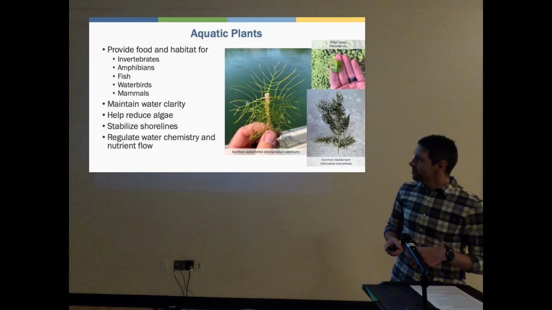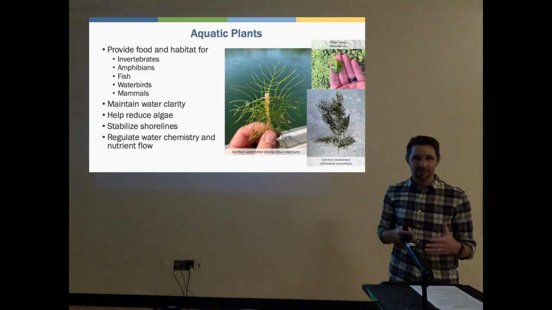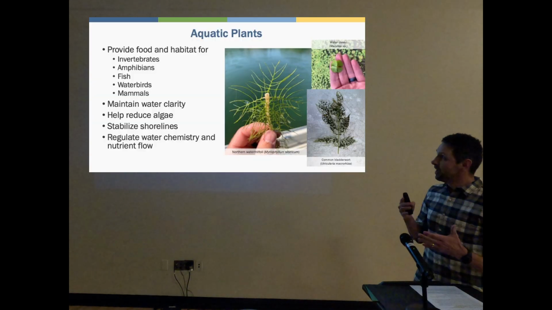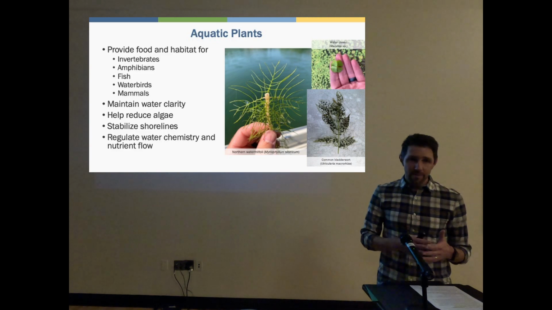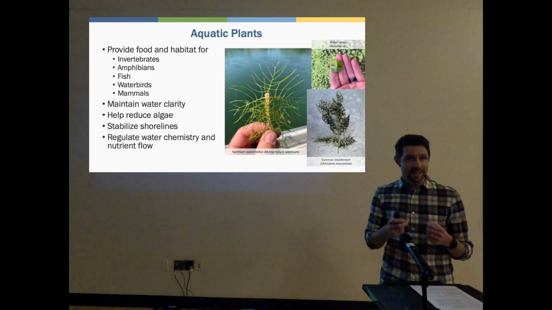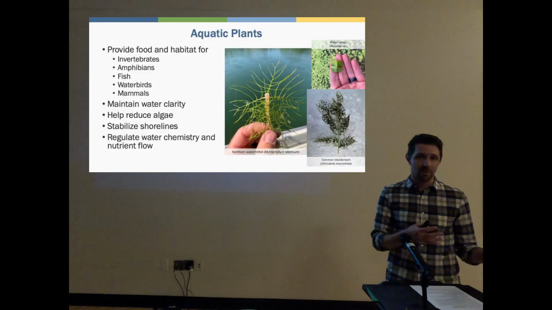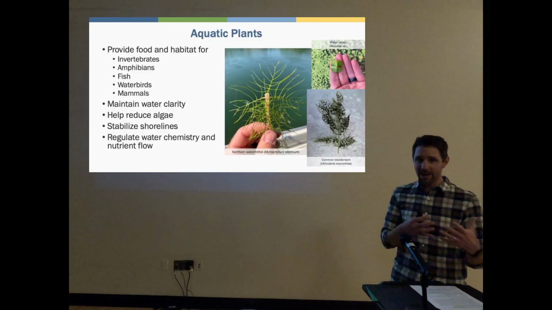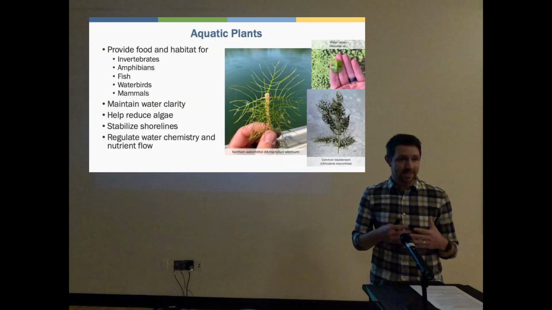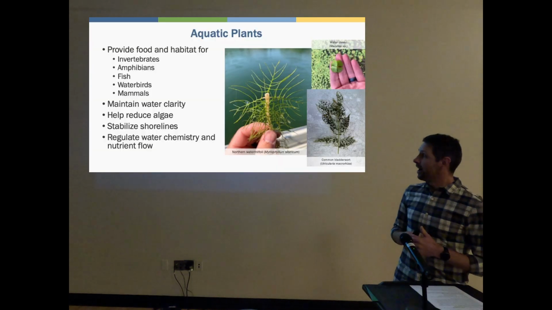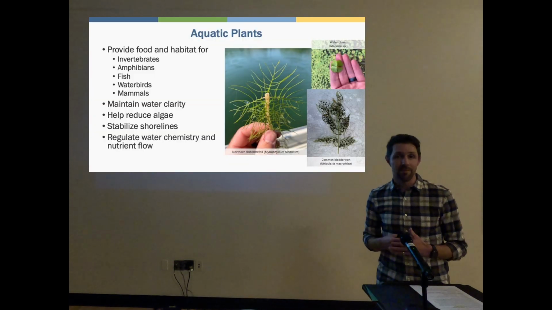Okay. So I always like to start by talking about aquatic plants in general. These are beneficial for our water bodies. They provide food and habitat for birds, amphibians, fish, invertebrates, things that those birds and fish eat. They also help reduce algae in our water bodies. We know Pattison Lake has some algae issues as well as other lakes nearby, so those aquatic plants help keep the algae down. They also stabilize shorelines and regulate water nutrients and chemistry.